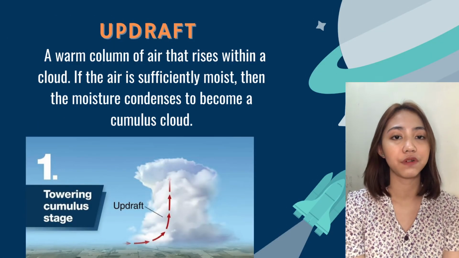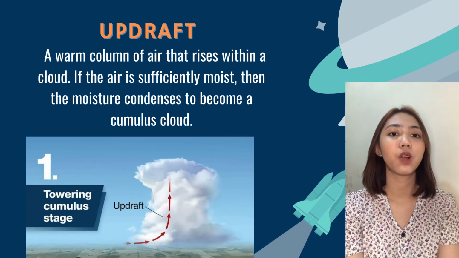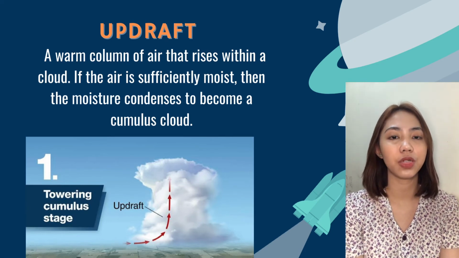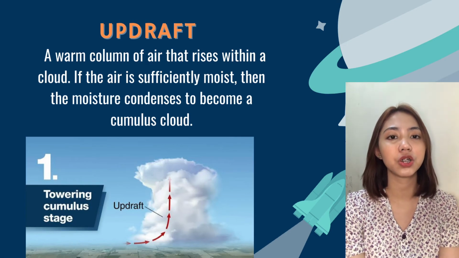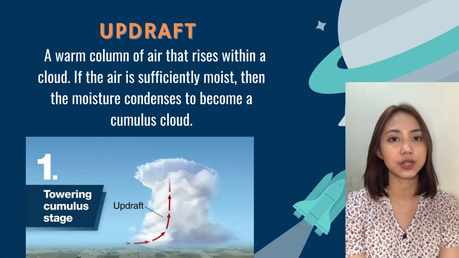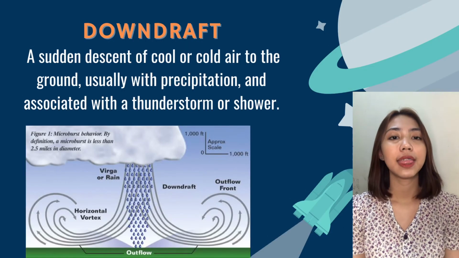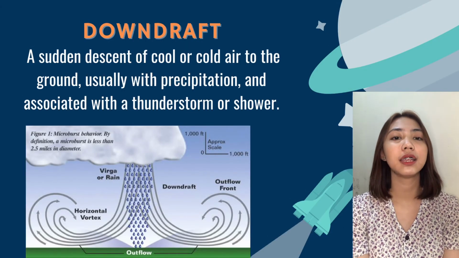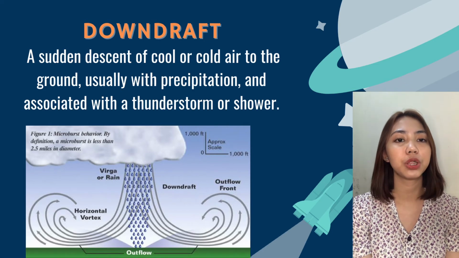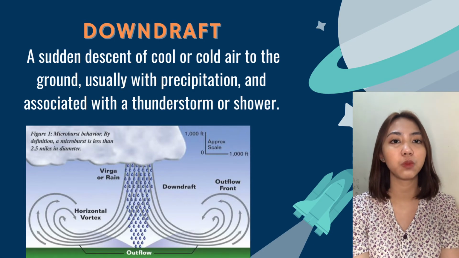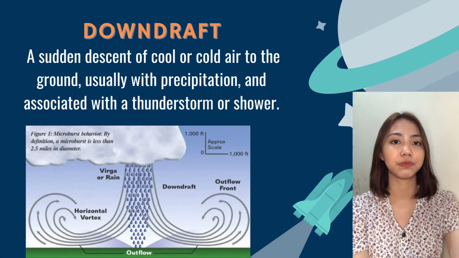Then the updraft. An updraft is a warm column of air that rises within a cloud. If the air is sufficiently moist, then the moisture condenses to become a cumulus cloud. Then the downdraft. It is a sudden descent of cool or cold air to the ground, usually with precipitation and associated with a thunderstorm or shower.